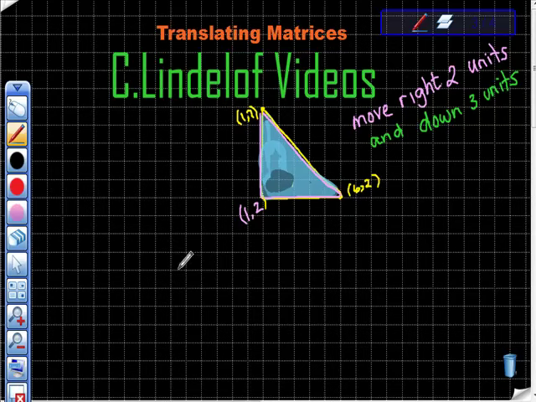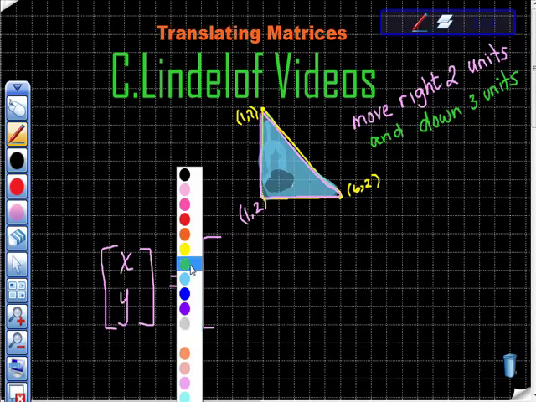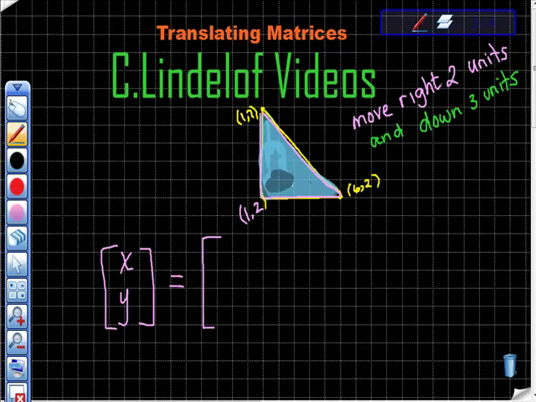So the first thing we have to do is start with the original matrix. The original matrix that describes this triangle looks like this. It says x, y is, and then look at this for a second. First thing I'm going to do, x, so check this out. I'm going to go straight across from here.